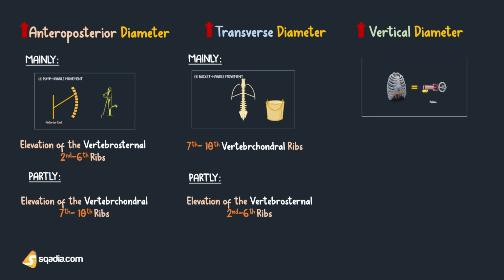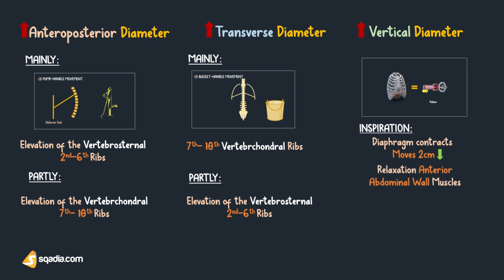Now, the vertical diameter is increased by descent of the diaphragm as it contracts. This is called piston mechanism, as we have already discussed. During inspiration, the diaphragm contracts and it comes down by 2 centimeters. It is aided by relaxation of muscles of the anterior abdominal wall. While during expiration, abdominal muscles contract and the diaphragm is pushed upwards. It facilitates an inspiration of at least 400 ml of air during each contraction. In females, respiration is thoracoabdominal, and in males, it is abdominothoracic type.